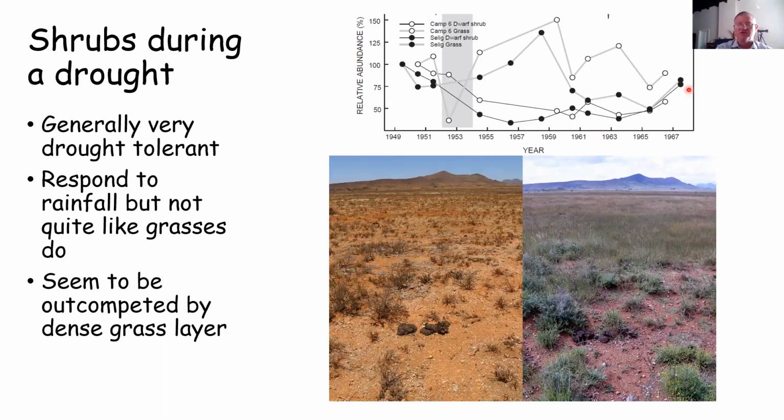So the dwarf shrub component responds much more slowly to good rainfall conditions, and it also seems to respond much more slowly to actual drought conditions. And as I mentioned earlier, it seems as though good grass growth, or grasses growing well, managed to outcompete the dwarf shrubs. And I think that's why we've seen the decline in dwarf shrub numbers. It's just because the grasses have been big and they've outcompeted them. They've grown over the top of them and taken their sunlight and probably their water away as well.